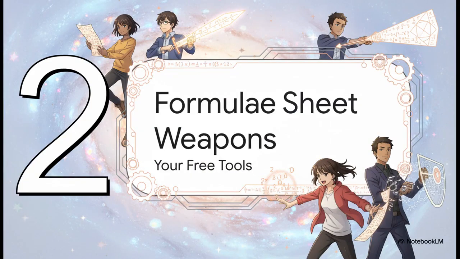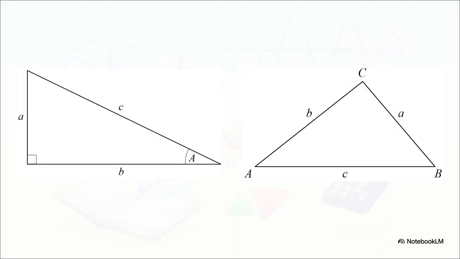Moving right along to Section 2, your formula sheet weapons. When we compare the foundation and higher sheets side by side, it reveals exactly where your vital formulas live. Both of them give you the area of a trapezium, volume of a prism, and circle formulas. But check out the layout. Pythagoras and trigonometry rules are right there for you. You really don't have to rely purely on your memory when the exam pressure hits.